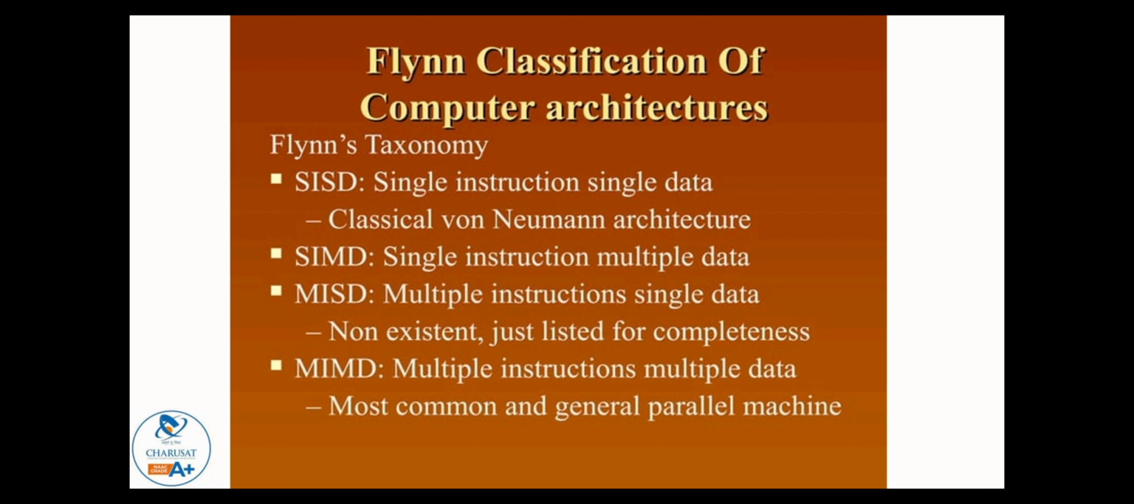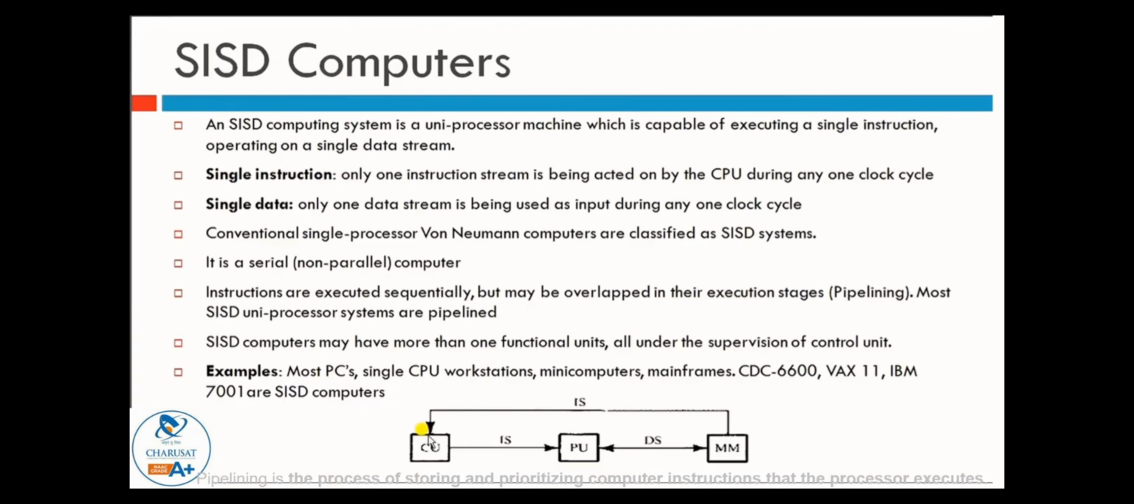There are different uses and applications of these four types. The first type is SISD computers. An SISD computing system is a uniprocessor machine which is capable of executing a single instruction operating on a single data stream. Single instruction means only one instruction stream is being acted on by the CPU during any one clock cycle, and single data means only one data stream is being used as input during any one clock cycle.